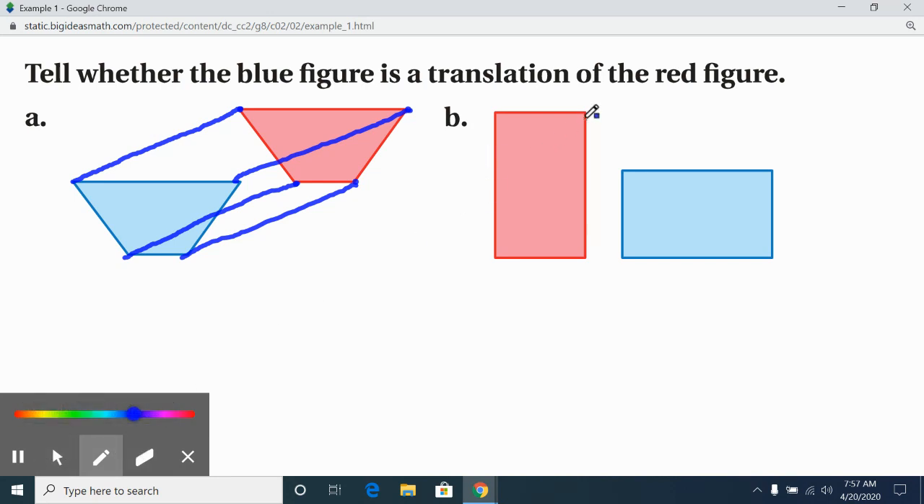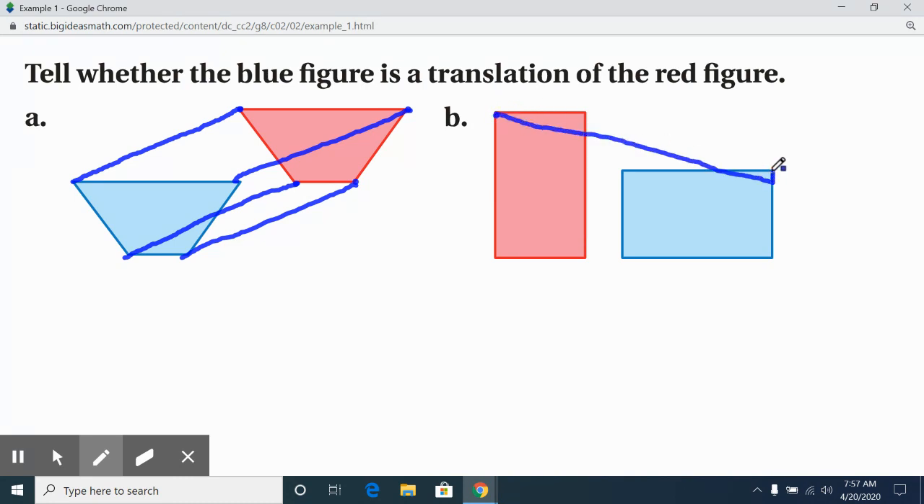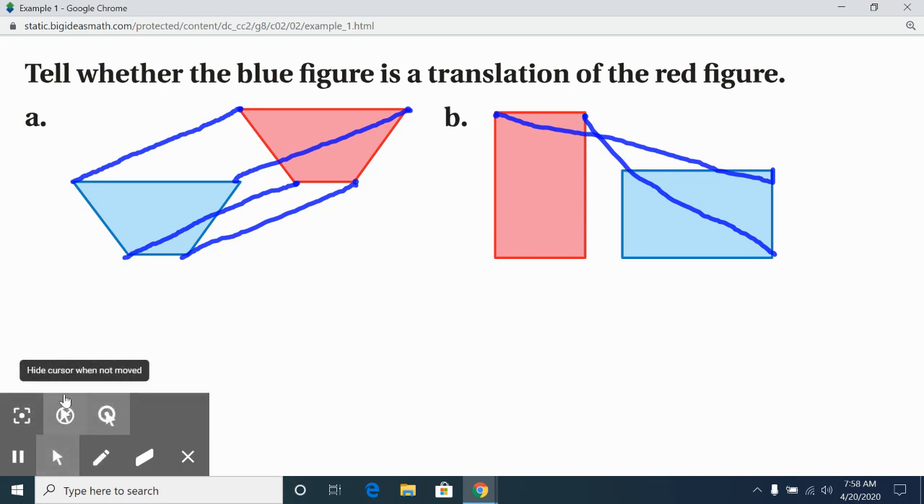Now, guys, you should be noticing that I can't do that here. If I tried, this would correspond to this angle right here. This would correspond to this angle right here. Right away, since they cross each other, they're not going in the same direction. Okay, so you should know that that's not a translation there.